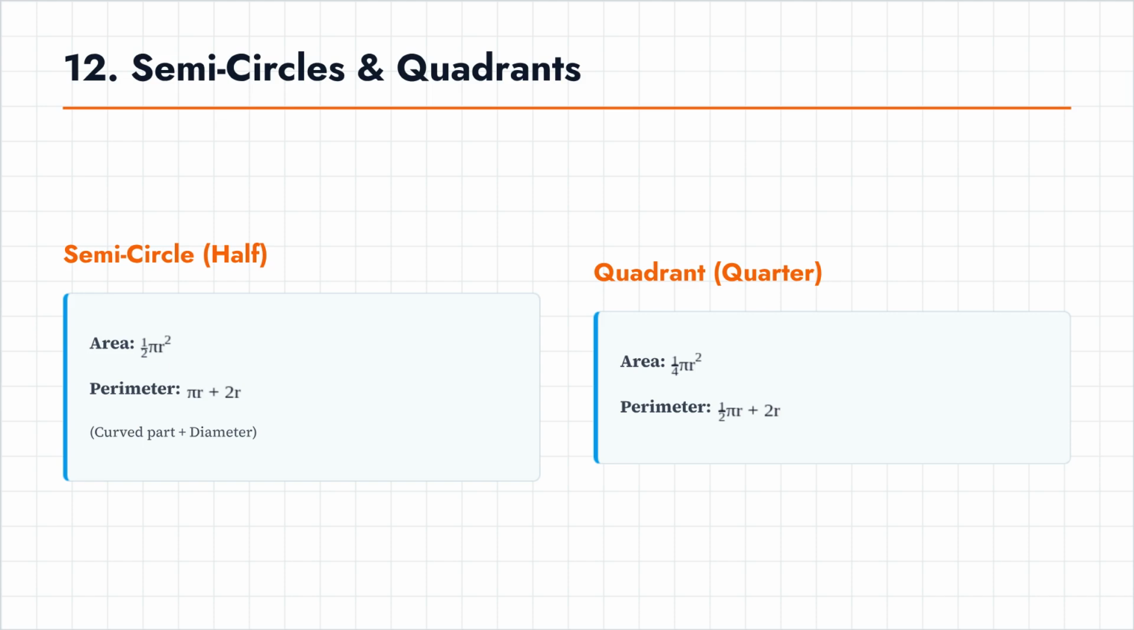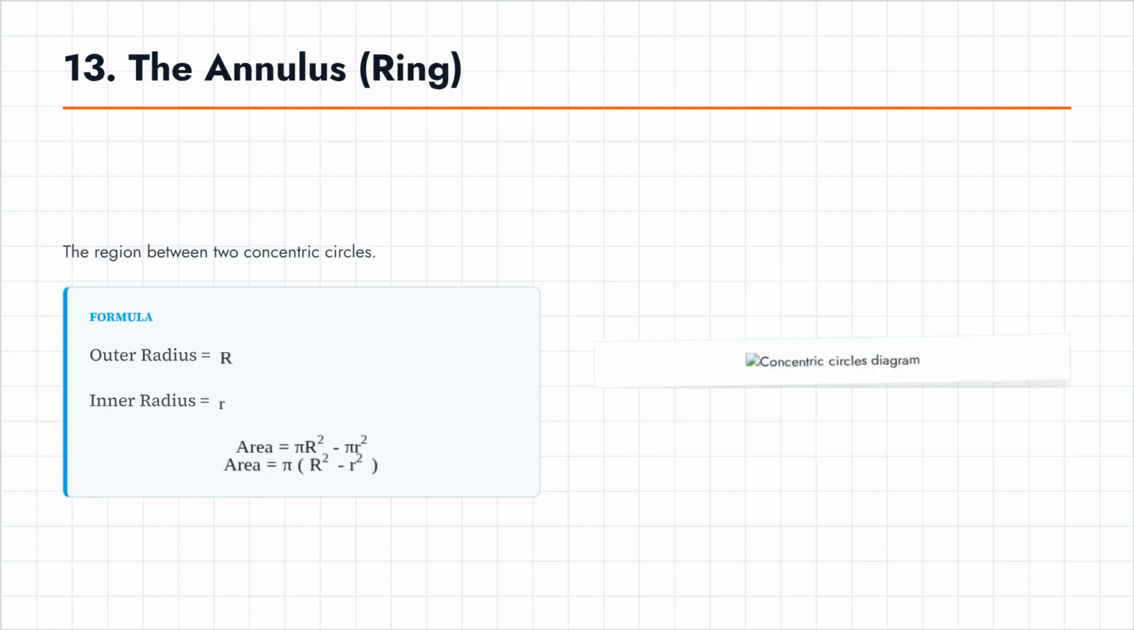its perimeter is the curved arc length plus the diameter. A quadrant's area is 1/4 of the total area, and its perimeter is half of the circumference plus the radius times 2. The annulus, or ring, is the region between 2 concentric circles. To find its area, subtract the area of the inner circle from the area of the outer circle. The formula is pi multiplied by the difference of the outer radius squared and the inner radius squared.